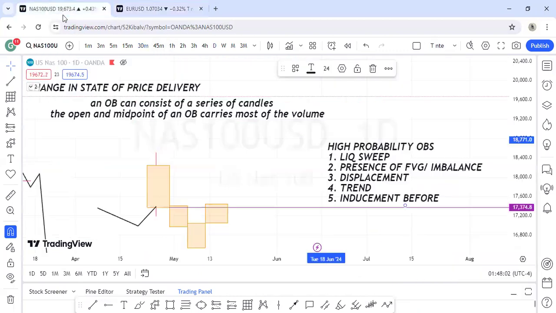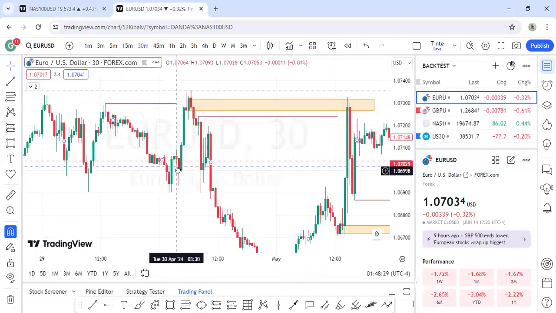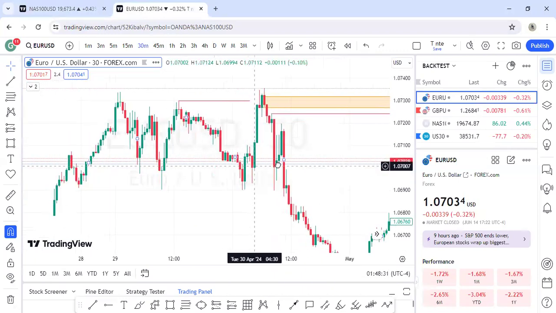So always note this down. If you want, just type out the five things that make an order block high probability. Type it out. Number one, liquidity sweep. Number two, fair value gap presence. Three, displacement. Four, trend. Five, inducement. These are the things you look at to know if an order block should be taken.